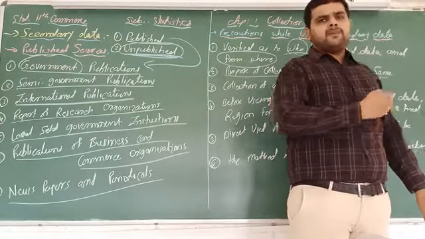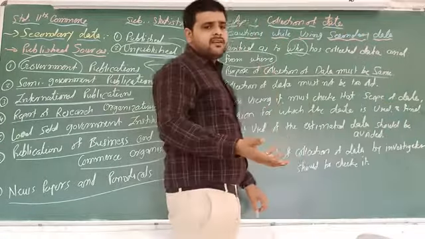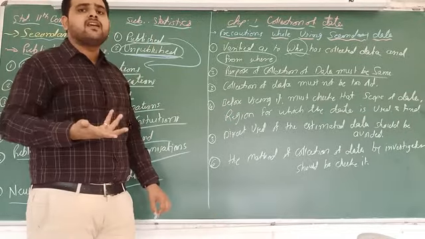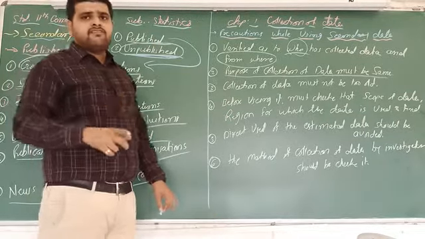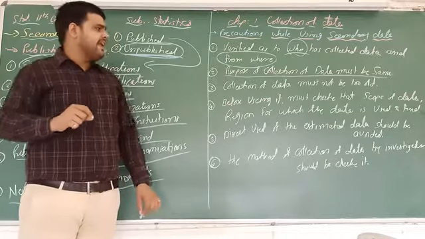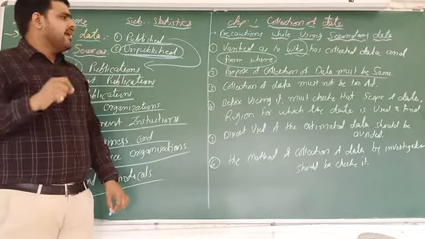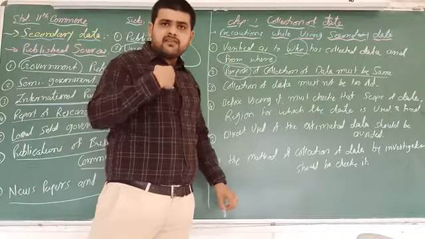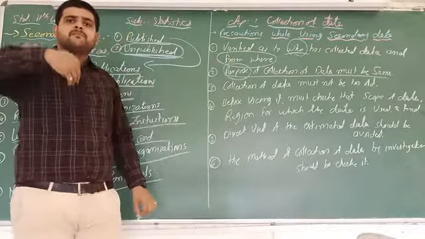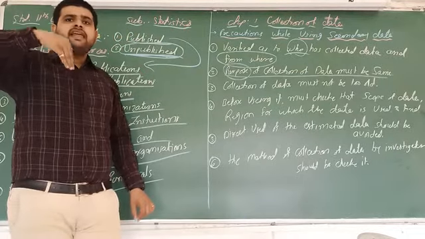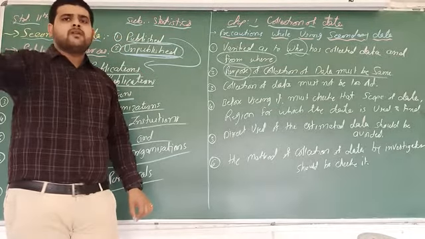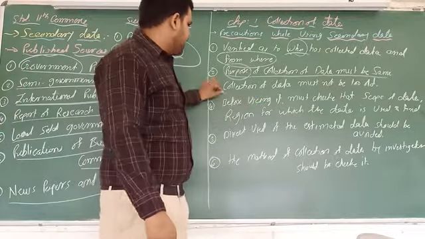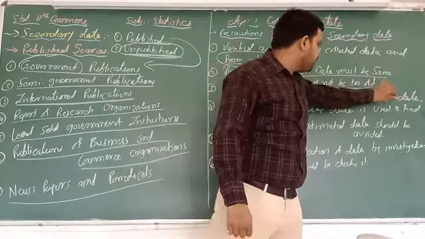Otherwise, if the purpose is different, then that particular data is of no use for us. So whenever we use secondary data, what do we have to do? We have to check whether our purpose and the purpose of the person who collected the data before should be the same. Next, number 3, the collection of data must not be too old.